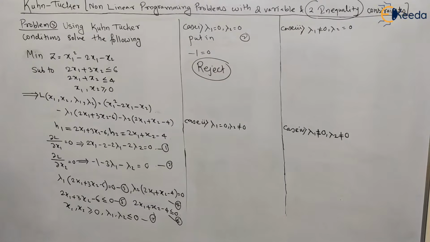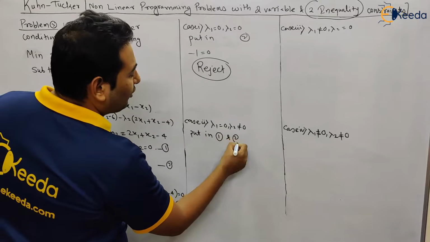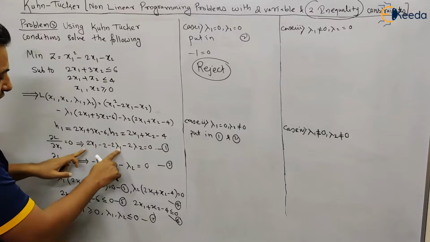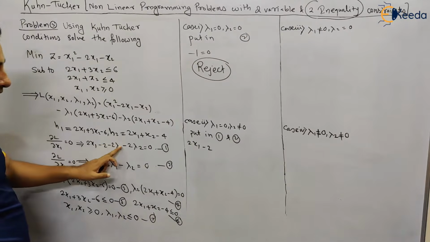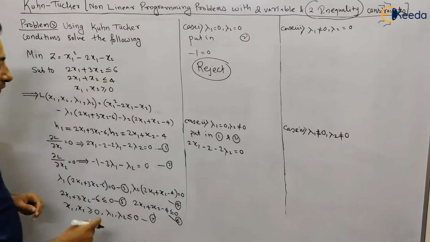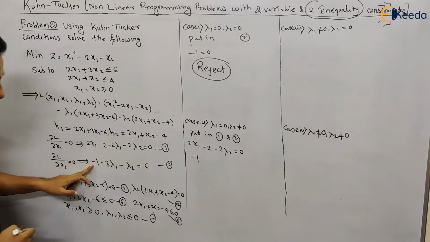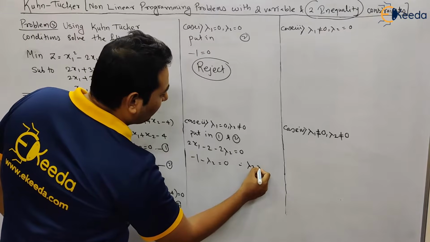Next case, lambda 1 equal to 0 and lambda 2 not equal to 0. Same procedure. Put in equations 1 and 2, lambda 1 equal to 0. In equation number 1, I will get 2x1 minus 2 lambda 1, putting 0, minus 2 lambda 2 equal to 0. And from equation number 2, if we put lambda 1 equal to 0, we'll get minus 1 minus lambda 2 equal to 0. From this we'll get the value of lambda 2.